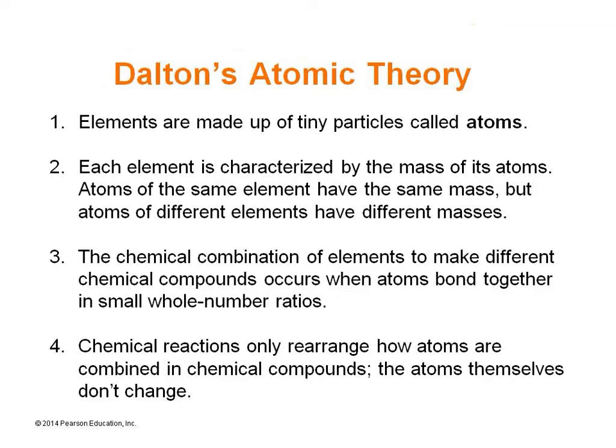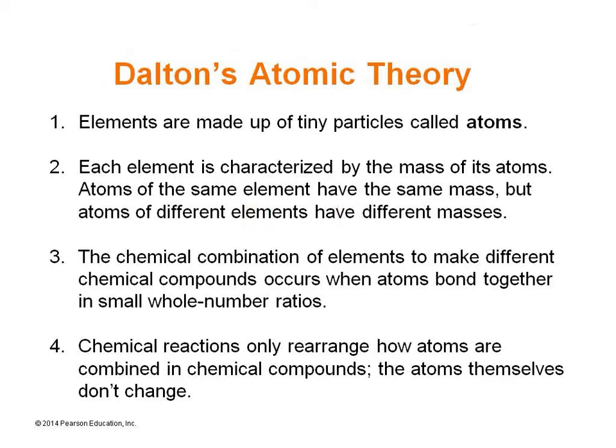A chemist named Dalton took the law of conservation of mass, the law of definite proportions and multiple proportions, and then used them to form a unified theory of the atom. Dalton's atomic theory consists of 4 postulates. The first of these postulates says that elements are made up of tiny particles called atoms. The second postulate says each element is characterized by the mass of its atoms. Atoms of the same element have the same mass, but atoms of different elements have different masses.